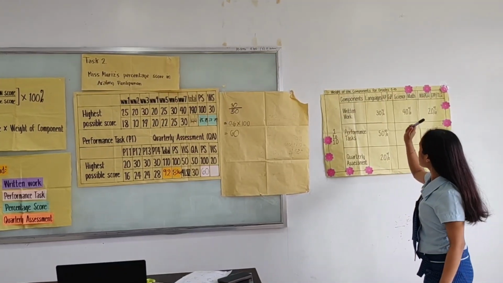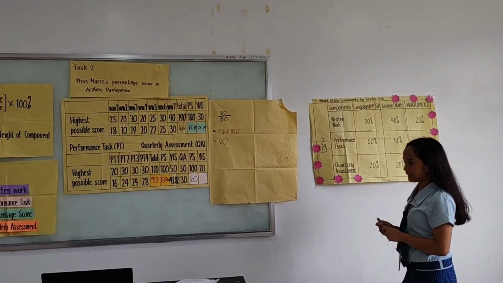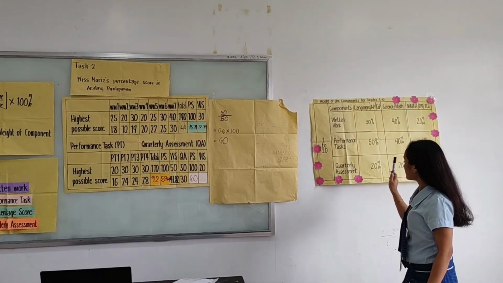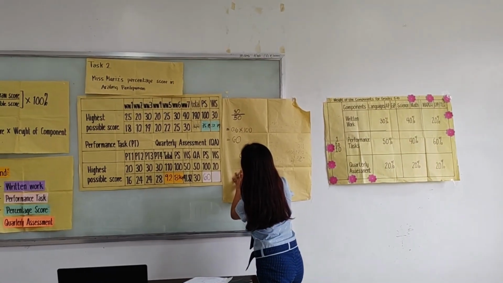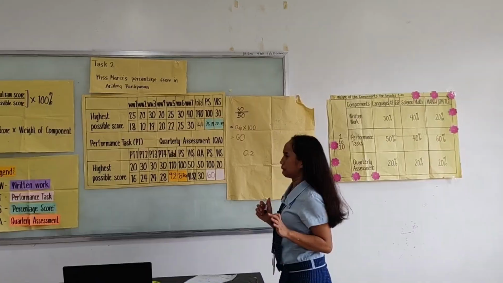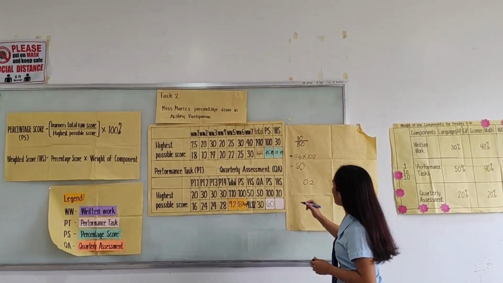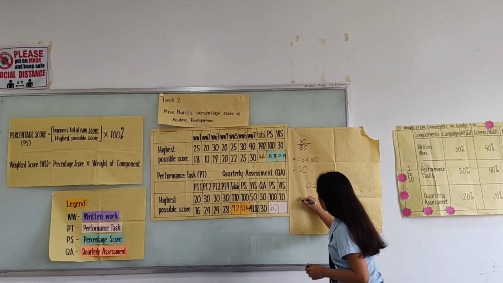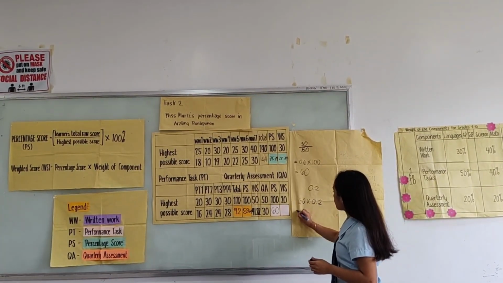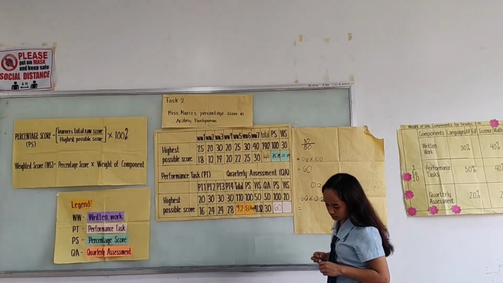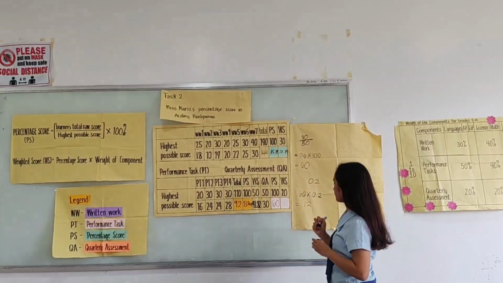So, the weighted component of Araling Panlipunan in quarterly assessment is 20%. The decimal number of 20% is 0.2. In order to get the weighted score, we need to multiply 60 times 0.2, and the answer is 12.